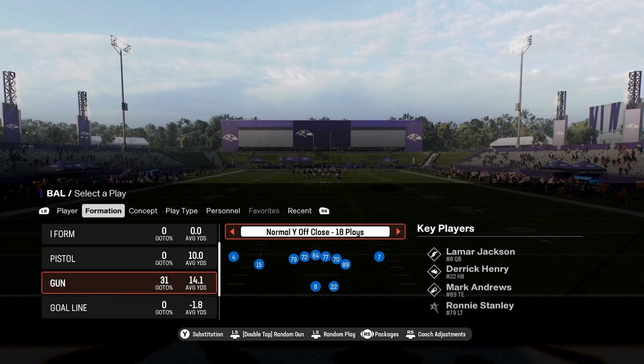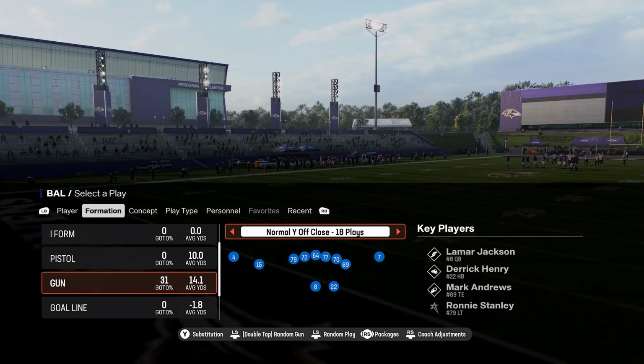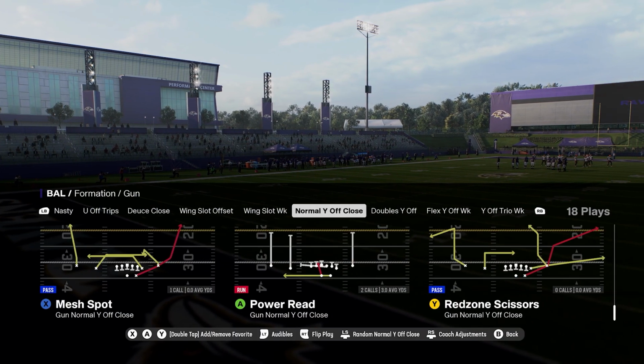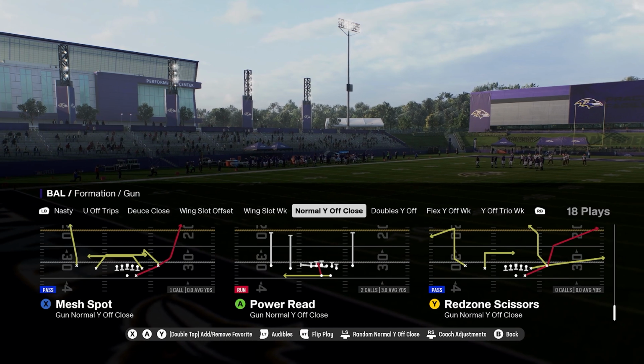The next concept we're going to talk about is going to be the power read. Now, the Baltimore Ravens playbook has the most of these, but you can find them in other playbooks as well. And you can see here, we're going to use the one in normal Y off close for today's video.